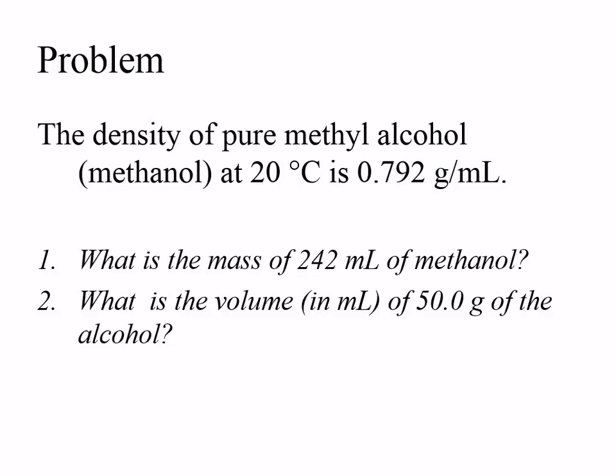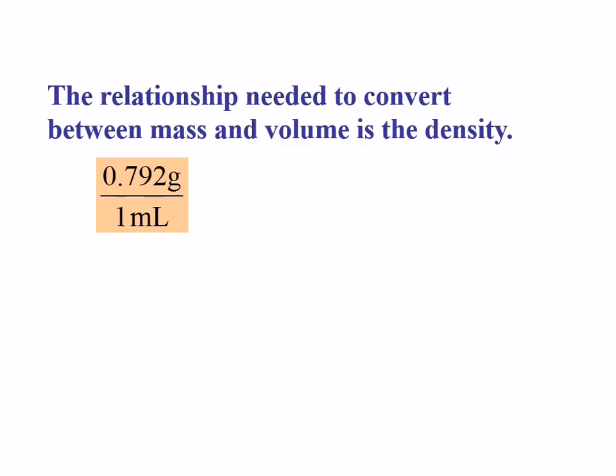And it's all about making your units cancel. So here we go. So again, I unpack that 0.792 grams per mil. It means there are approximately 0.792 grams of methanol in exactly 1 milliliter of methanol. This is what's called the inverse, right? We could flip it. It's a physical property for methanol at that temperature. We could say that exactly 1 milliliter would weigh approximately 0.792 grams.